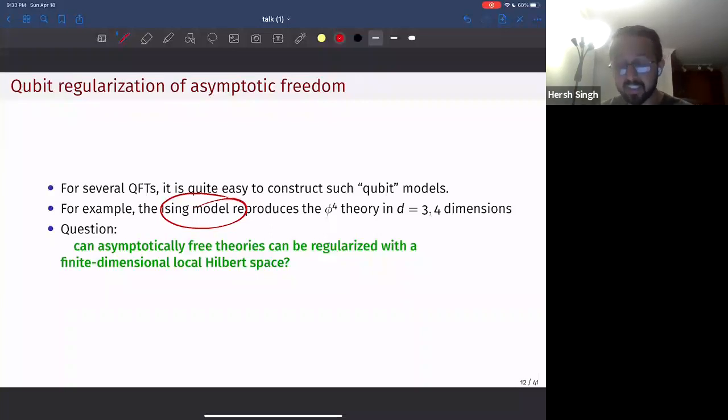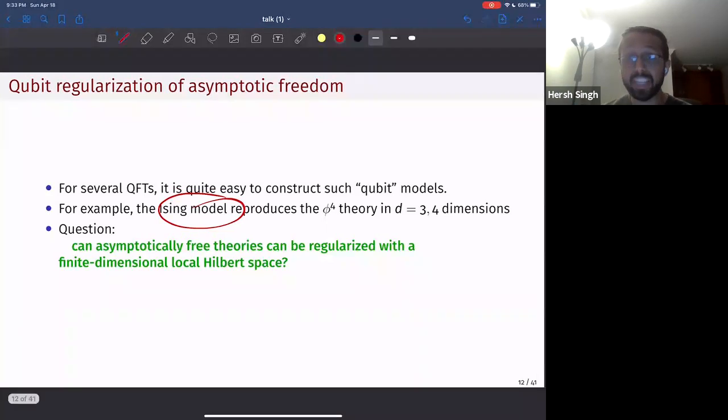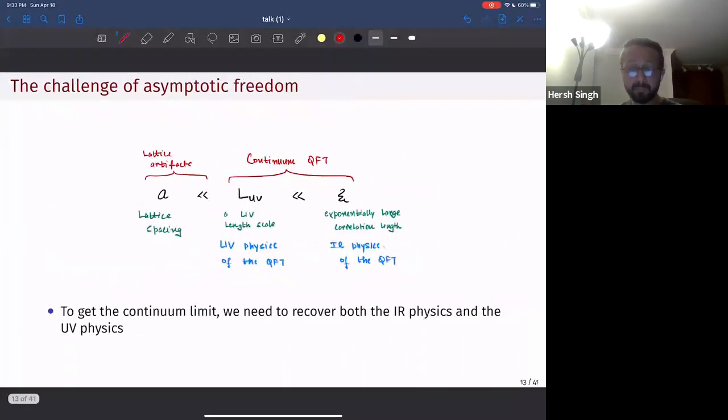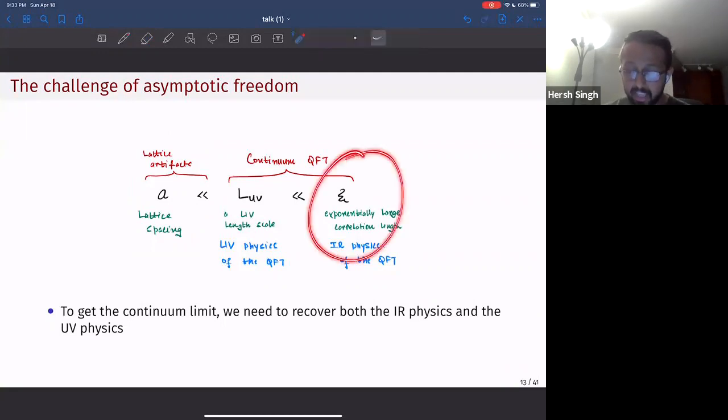So for asymptotically free theories, it's not even clear whether this is possible, or if you really need an infinite dimensional local Hilbert space. One of the challenges of asymptotic freedom is that there are actually multiple scales in the problem. There's of course the lattice scale always in a lattice model. But if you think of QCD, there is this exponentially large correlation length, the mass gap of the theory, something like lambda QCD. Of course you want to get that IR physics right.